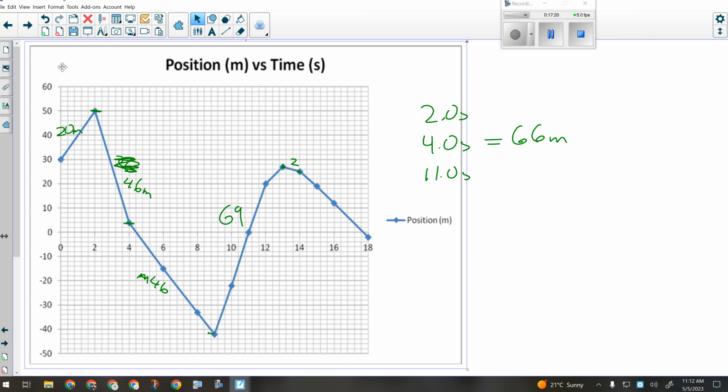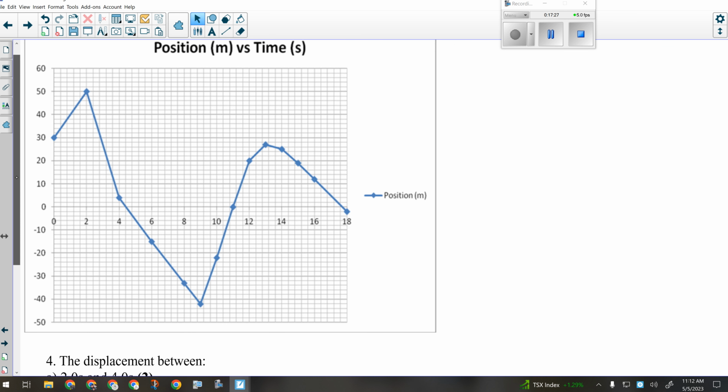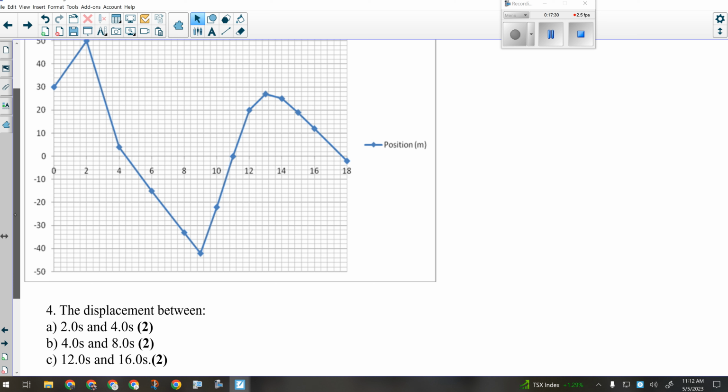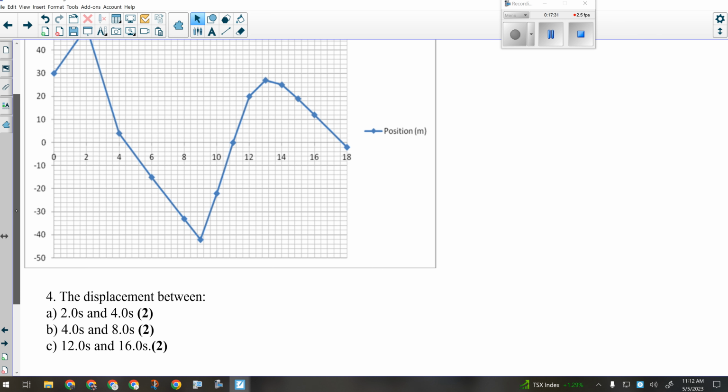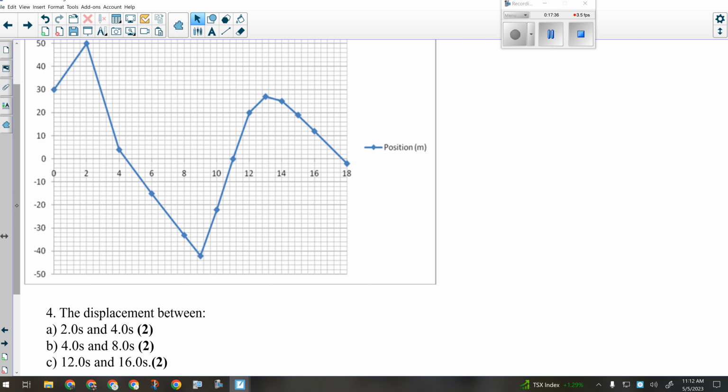For displacement, it's a lot easier. It's just final position minus initial position. And this one wants more displacements. So let's do those ones and then we'll move on to something else. Try those displacements there, and we'll have a look at those.